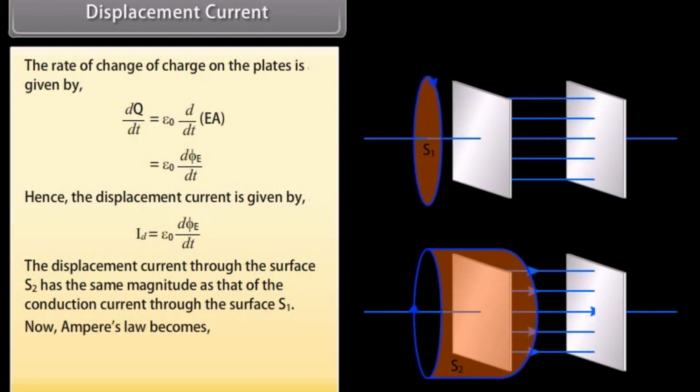Now, Ampere's law becomes: closed integral of B dot dl is equal to mu naught multiplied by (I plus epsilon naught d phi E by dt).